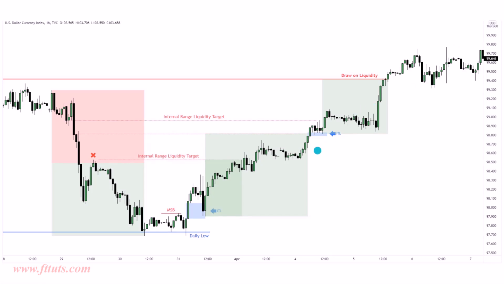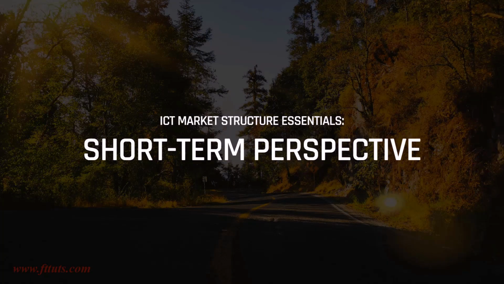You can see here another intermediate term low forms here. And we have a clear target, which is drawn liquidity here. So we wait for the low to form, and then we're looking for entries all the way into the drawn liquidity. Short-term perspective.